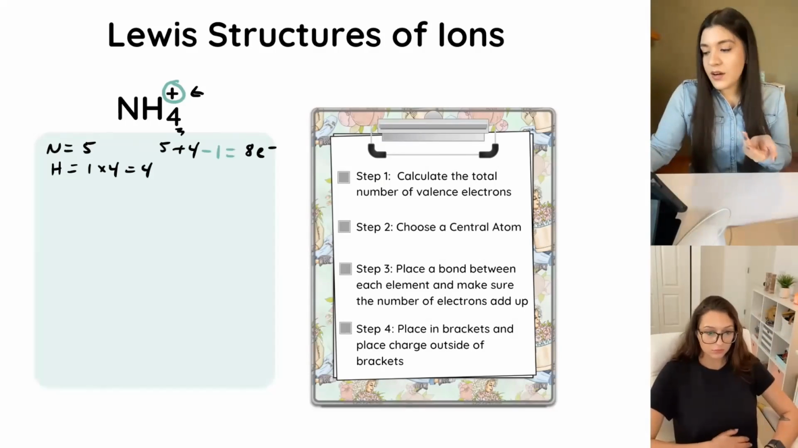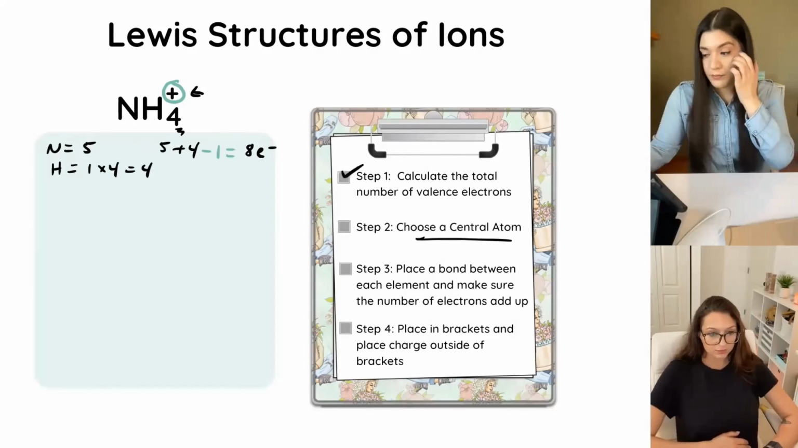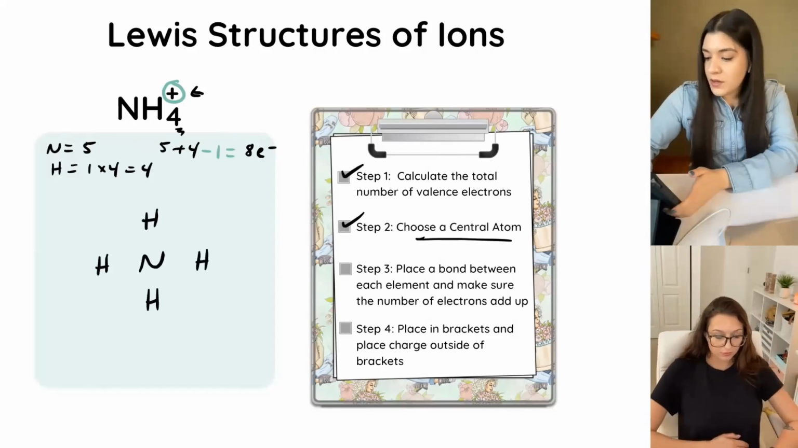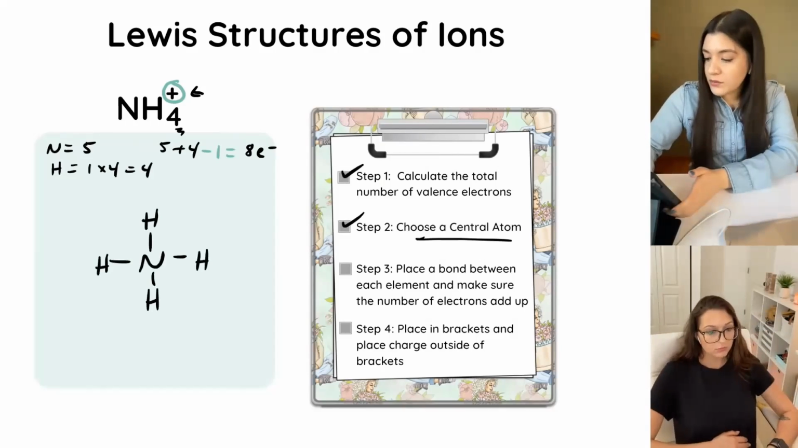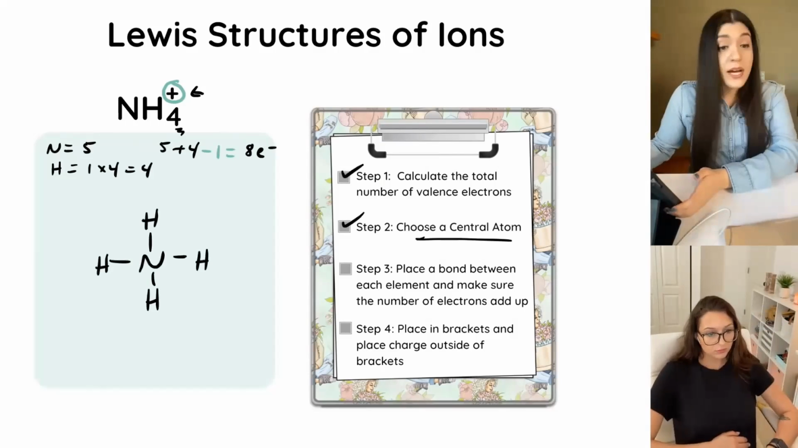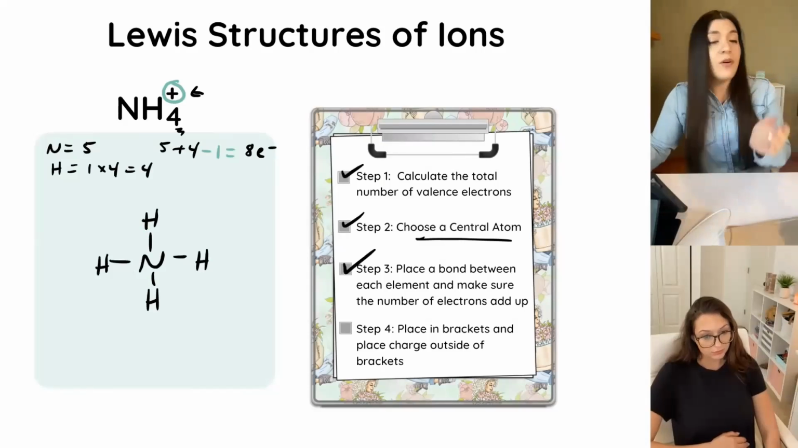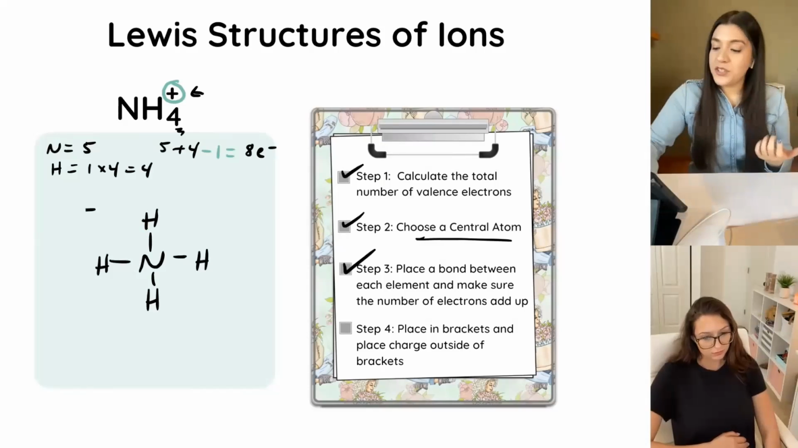What's the central atom? Nitrogen. Good. I'm going to surround that by 4 hydrogens, placing a single bond all throughout. And then I'm just going to double check if this gives us what we wanted. So let's see, this is 8. So 2, 4, 6, 8. Yep, that checks out.